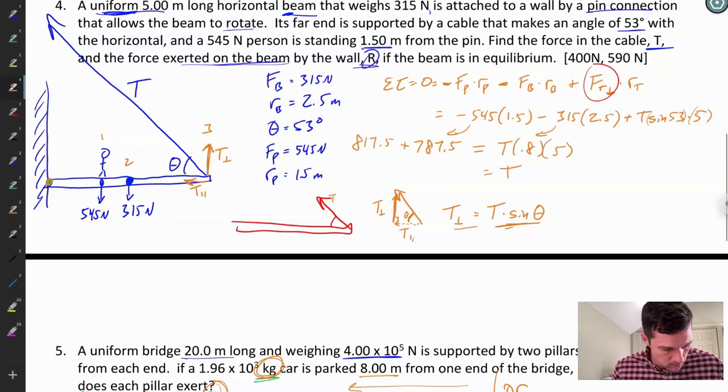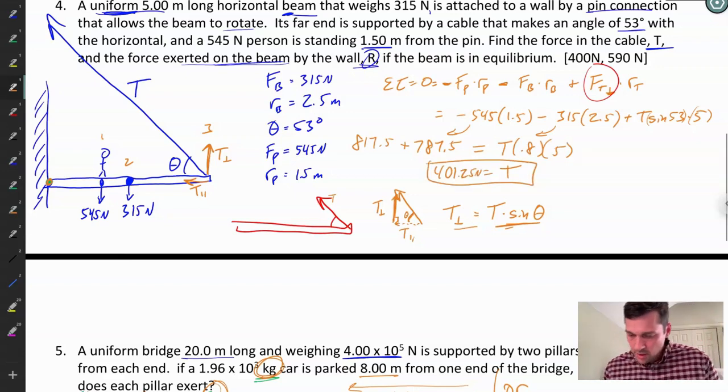Divided by. So I get tension is 401.25 newtons. That's the tension overall. That's the whole tension. If I were so inclined, I could break that back down and find the tension in the y direction, but I kind of don't need to. It's already accounted for. But I still do need to know the force that the wall is providing inward.